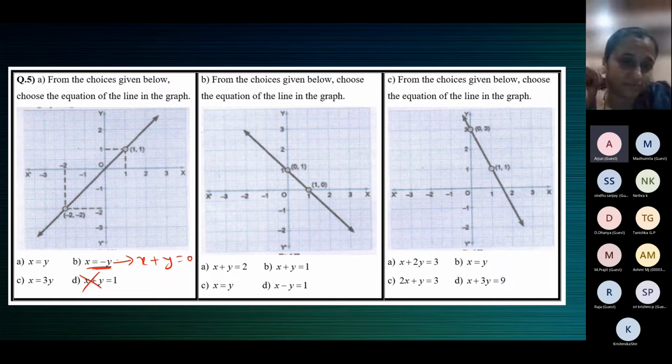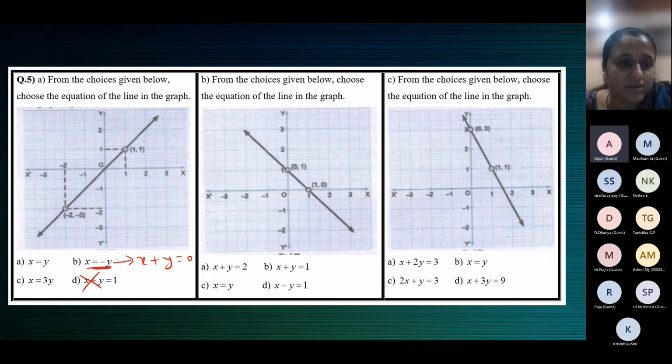Okay, now B. B is x plus y is equal to 0. That means if you add the x coordinate and the y coordinate, the answer should be 0. See, like it is x is equal to -y. Maybe it's difficult to understand that, so I just transposed. What do you get? X plus y is equal to 0. That means when you add the x coordinate and the y coordinate, the answer should be 0.